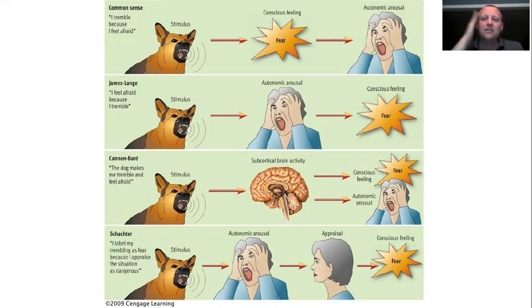So then you cognitively appraise that and you say, okay, self, and of course this happens extremely fast, why is my heart beating fast? Okay, I'm scared. Here comes the fear that goes along with it.